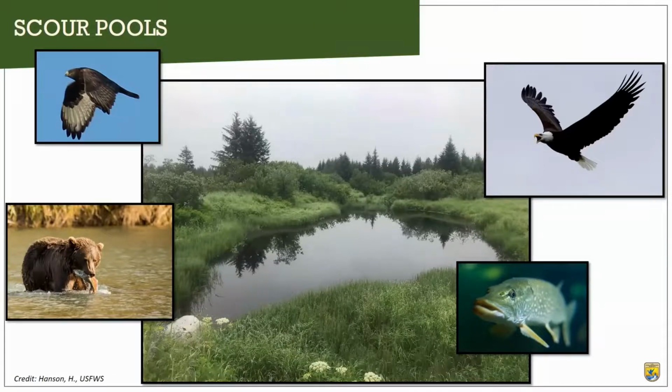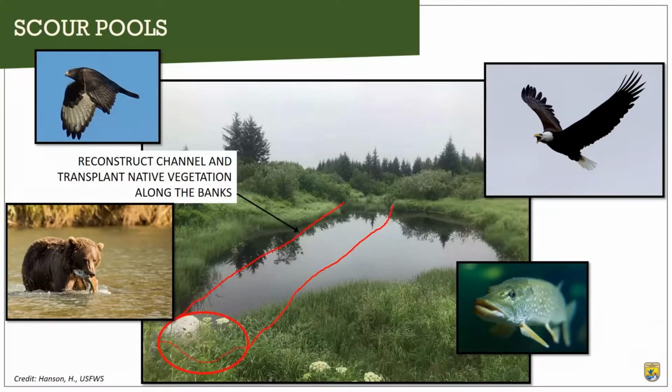They also increase water temperatures because it's a large pool area that is going to be more susceptible to warming. So we recommend that you reconstruct the channel and transplant native vegetation along the banks when you install your new corridor and basically fill this scour pool. It's okay to have smaller pools that emulate the natural pools in the channel. We just don't want to see these massive oversized scour pools.